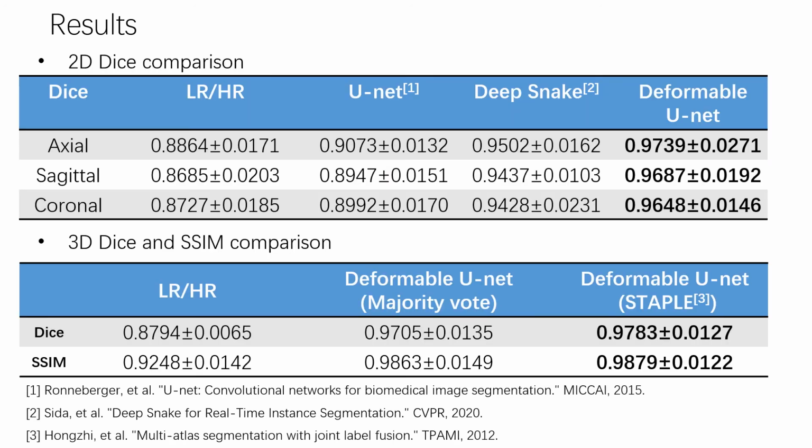Here are some numerical comparisons. Firstly, we compared the 2D dice score in all the 3 axial, sagittal, and coronal views using different methods. From the table, we can see that our deformable U-net gets better results on all the 3 views compared to the traditional U-net and the DeepSnake methods. And secondly, we compared the 3D dice and ISIM score using different label fusion methods. We used the majority vote and the STAPLE methods for the label fusion. And from the table, we can see that using the STAPLE method, our 3D label super resolution network gets the best result.